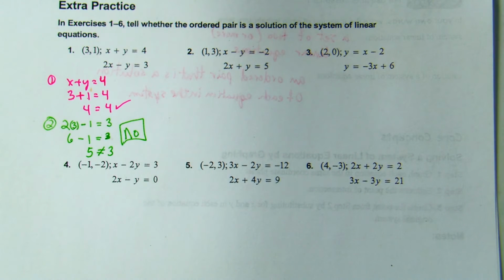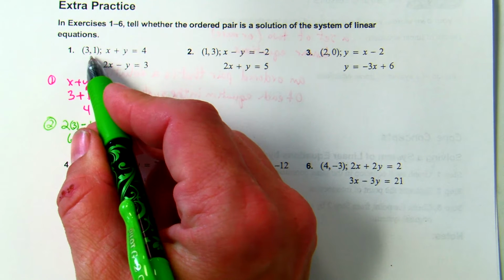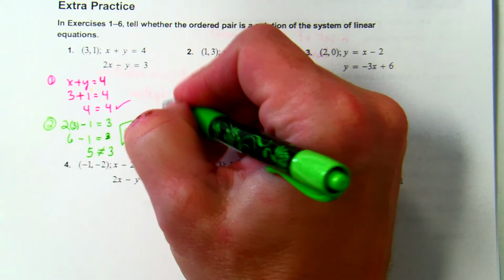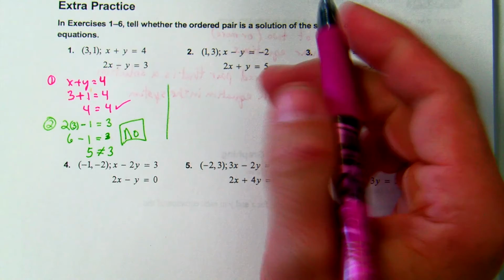This is a no. 5 does not equal 3. So (3, 1) is not a solution to this system of linear equations. Let's move on to the second one and see if we can make this one work.